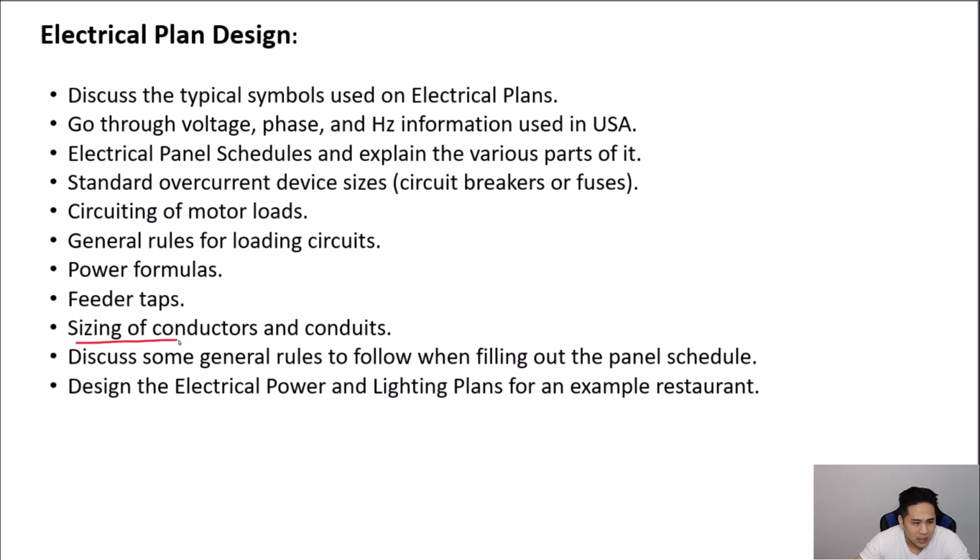Then we'll go into sizing the conductors, which are the wires, and conduits, which could be a metal pipe, or it could be a flexible kind of cable that contains the conductors within. So that's what a conduit is. Then we'll discuss some general rules and good principles to follow when filling out the panel schedule. Then we'll go into designing the electrical power and lighting plan for an example restaurant, where we will apply the things that we have learned in this presentation.